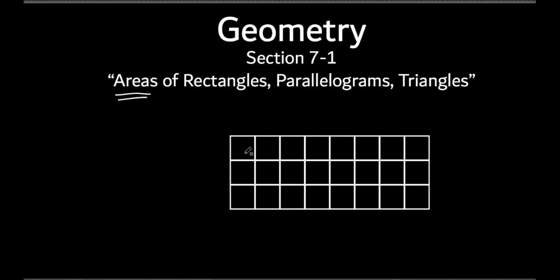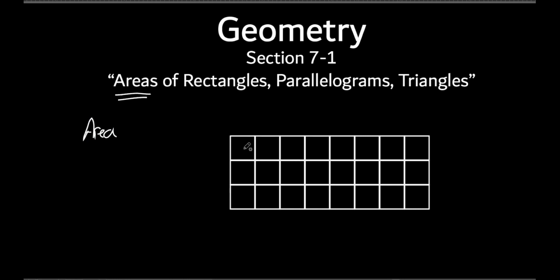So this makes a rectangle, doesn't it? All those boxes, they're squares. I made those squares. A square has all 4 sides equal to each other. A rectangle has all 4 sides not necessarily equal to each other, are they? So what am I asking for to find the area? I'm asking how many squares are inside that rectangle.